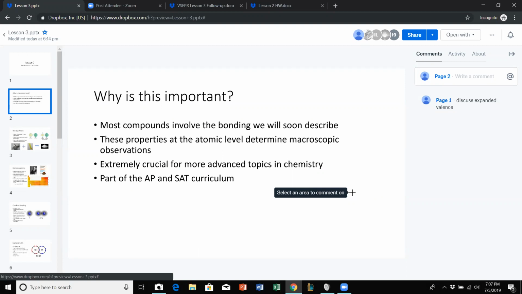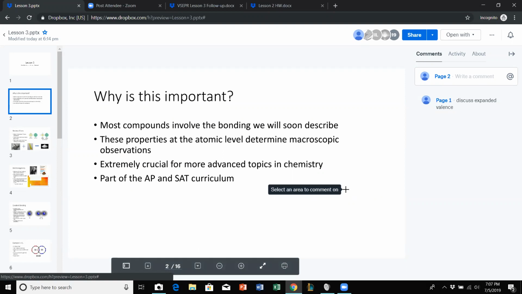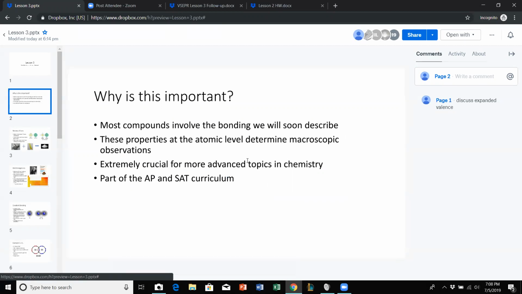Like with the ionic compounds we talked about in lecture 2, there's not really much to say about shapes or structures. Their greater crystal structure is something we'll talk about later, but they don't really involve geometric shapes, whereas this becomes important here. Additionally, these properties at the atomic level determine some macroscopic observations. For example, the high boiling point of water can be partially explained by the shape of the water molecule.